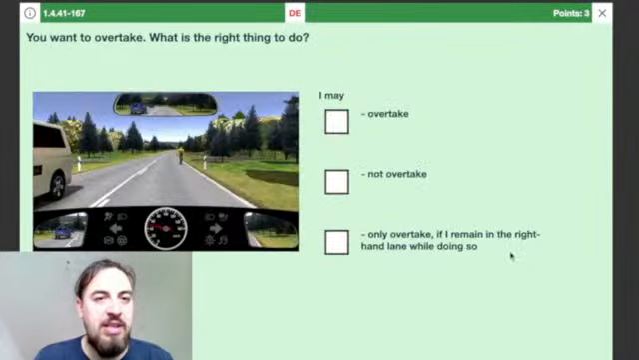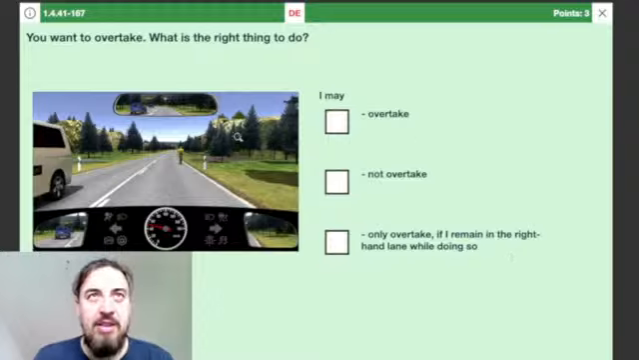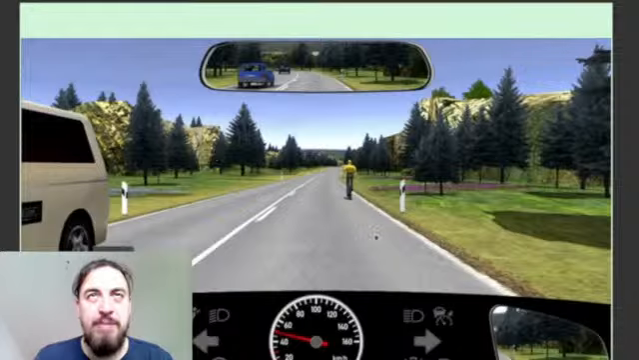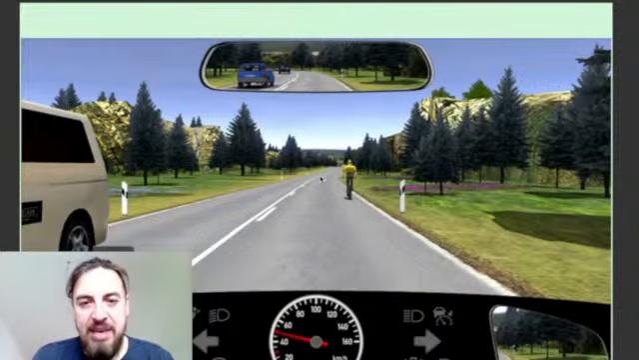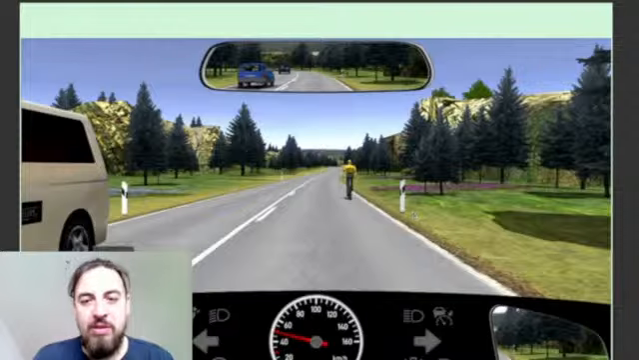Right. You want to overtake. What is the right thing to do? Have a look on the picture. Maybe I can put it a bit bigger. All right, we're driving around 50 kilometers. In front of us is a bicycle, and check carefully the lines. All right.